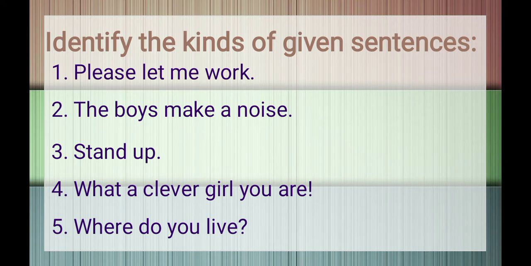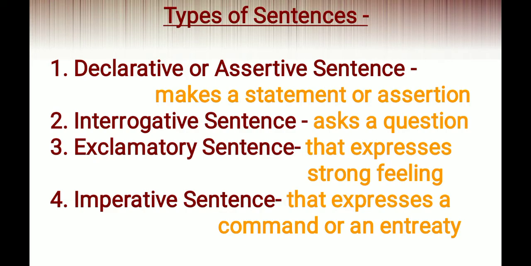So let's recall. We all know that there are 4 types of sentences. Let's have a look. First is declarative or assertive sentence. Second, interrogative sentence. Third, exclamatory sentence. And fourth, imperative sentence. Now, what is declarative sentence or what does it express? Declarative sentence or assertive sentence expresses a statement or assertion.